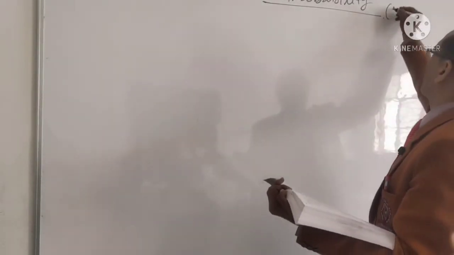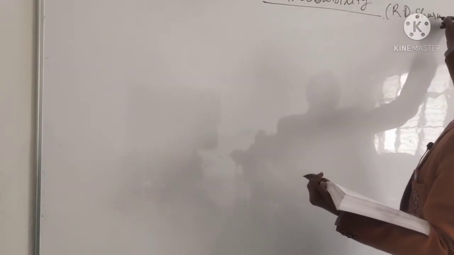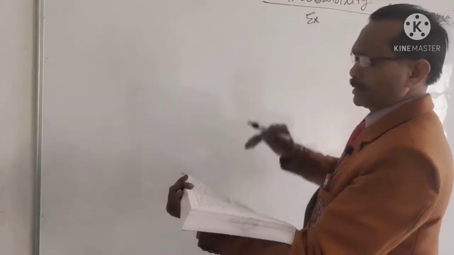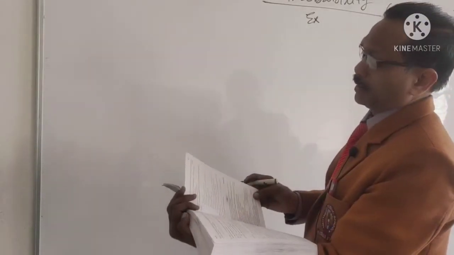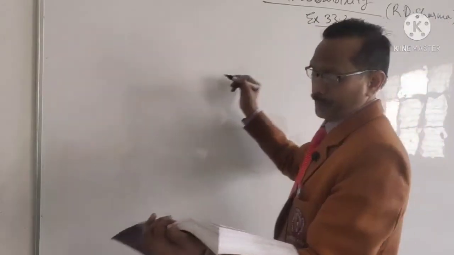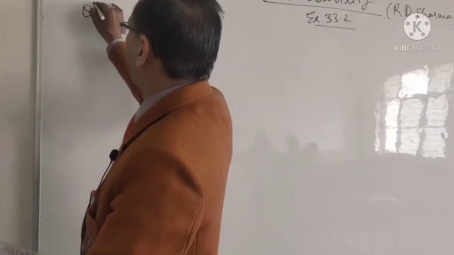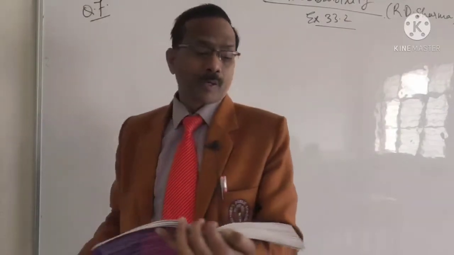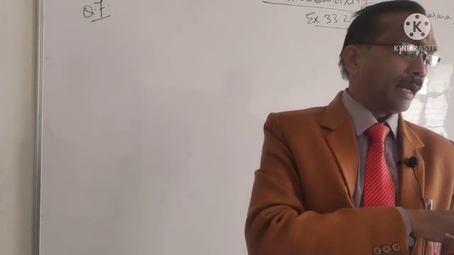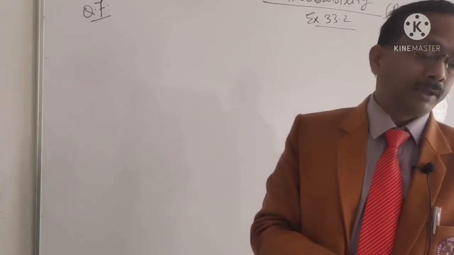That is from R.D. Sharma. It is exercise 33.2 and question number 7. Two dice are thrown. The events A, B, C, D, and E are described as follows.